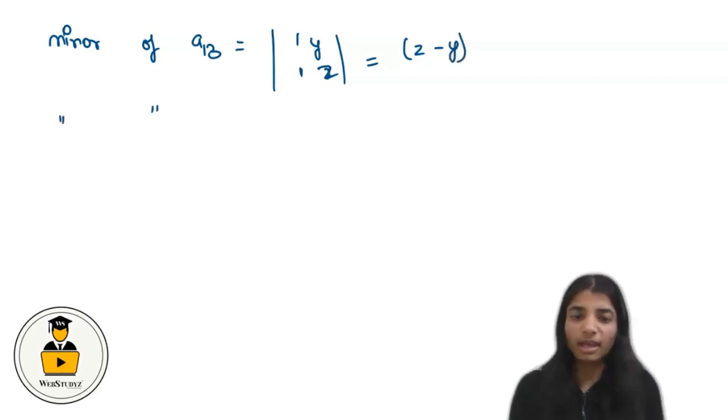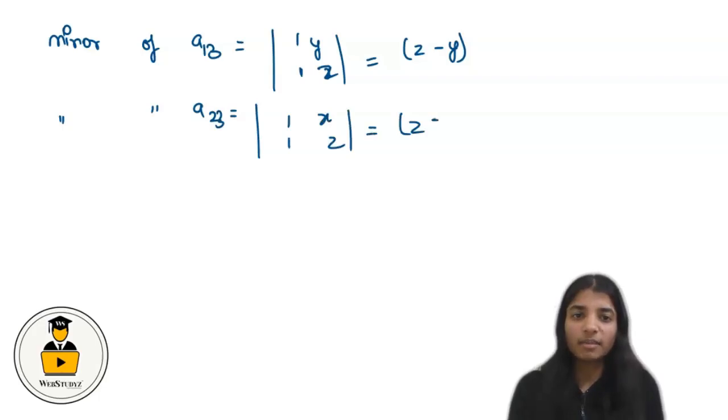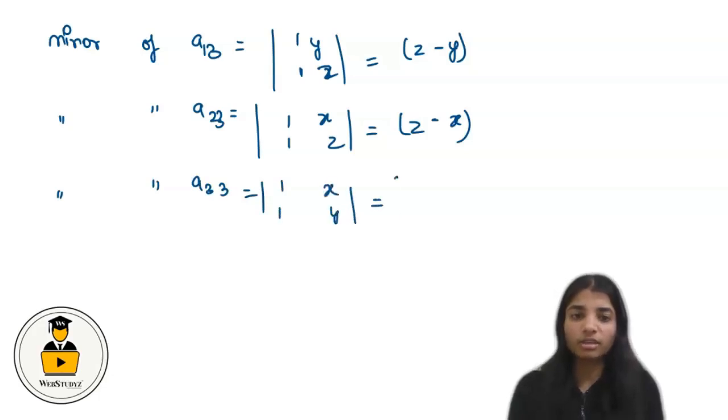In the same way, for the minor of a23, cancel the row and column in which a23 lies. We are left with the rows 1, x and 1, z. So its determinant is 1 multiplied by z is z, minus 1 multiplied by x is x. In the same way, for the minor of a33, cancelling its row and column, we are left with 1, x and 1, y. So the determinant is 1 multiplied by y is y, minus 1 multiplied by x is x. So these are the minors.